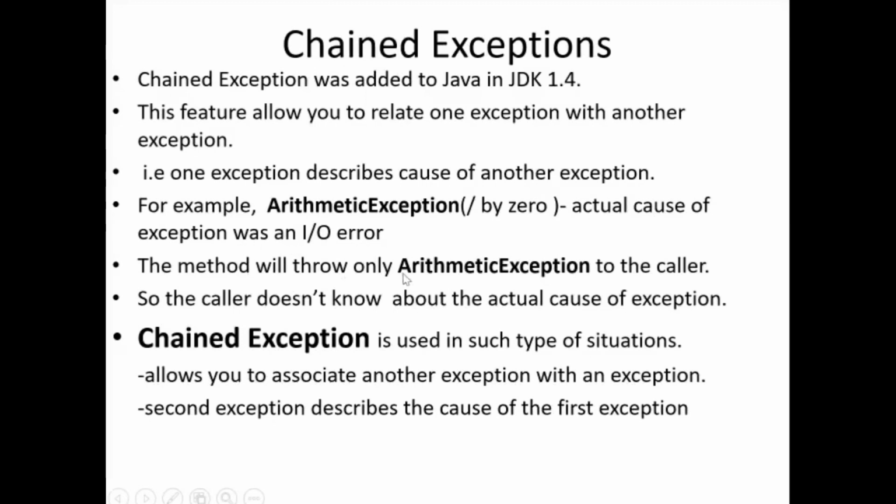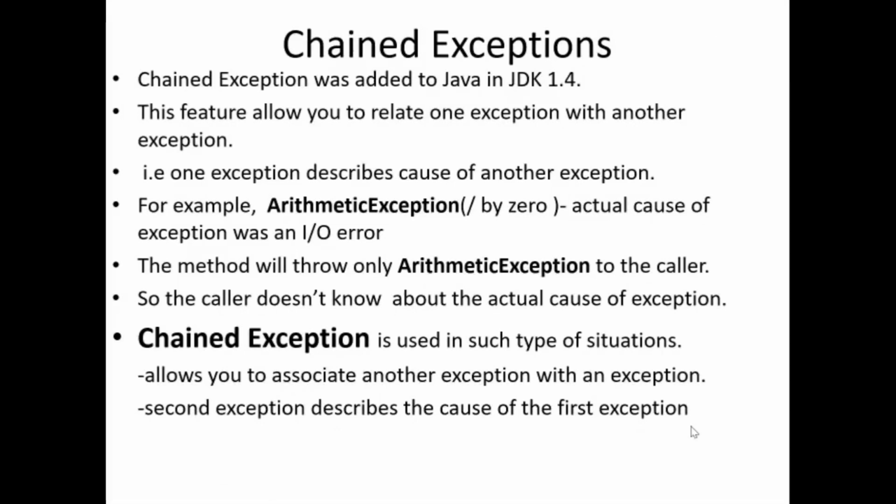This method will throw only an arithmetic exception. This method won't throw the IO exception to the caller. So the caller does not know about the actual cause of the exception, because it throws only the arithmetic exception to the caller. The chained exception is used in such situations. It allows you to associate another exception with an exception. The second exception describes the cause of the first exception.